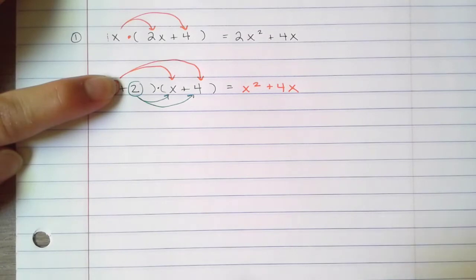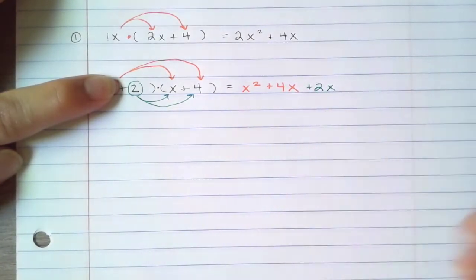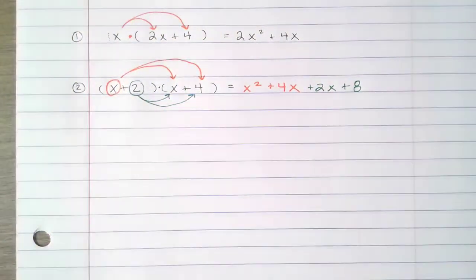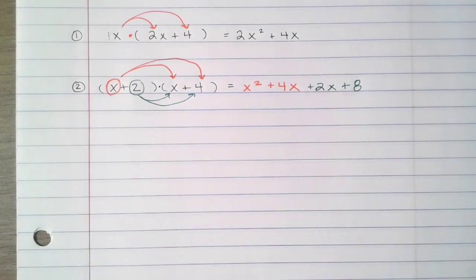So 2 times x is 2x. 2 times 4 is 8. You're done. You distributed the orange, or you distributed the x, and you distributed the 2, or that teal blue color. This is not your answer, though.